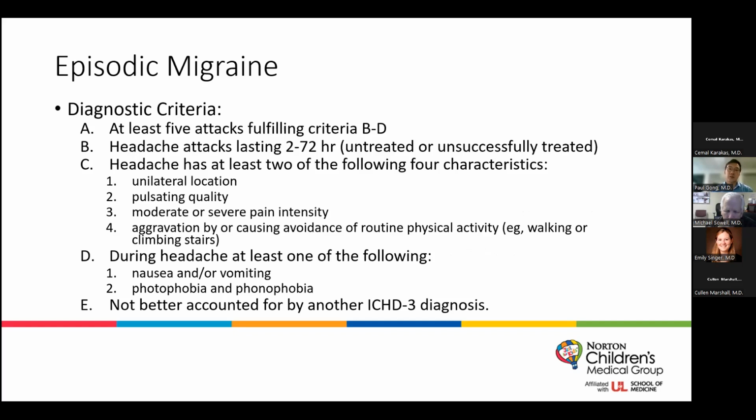It's a lot of words, but it's basically the copy and paste of the diagnostic criteria. A lot of this is summarized in that paragraph earlier, but the key points are that migraine should last at least 2 hours in pediatrics, and that's usually talking about duration untreated or unsuccessfully treated. And then it has to have at least 2 of the following: unilateral location, pulsating quality, moderate to severe pain, and aggravated by physical activity. And then it also has to have at least 1 of the following: nausea and or vomiting, and photo and phonophobia. And of course, not better accounted for by another diagnosis.